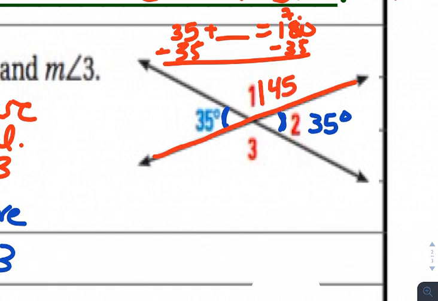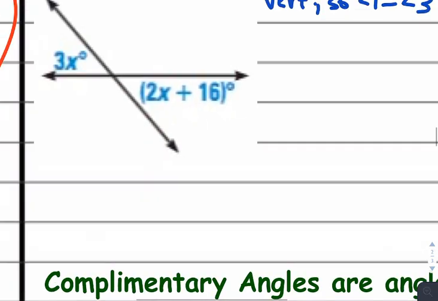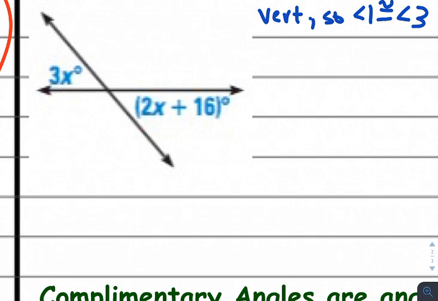Moving on to the example here, we have a little algebra, but again, we see their vertical angles. Vertical angles are always congruent because they're across from one another, the scissor angles. And so we can set up a quick equation here. Something has to equal something else because vertical angles are congruent, therefore they're equal.